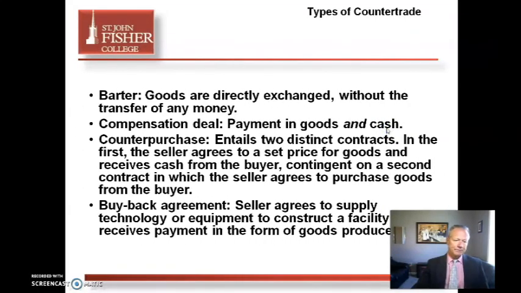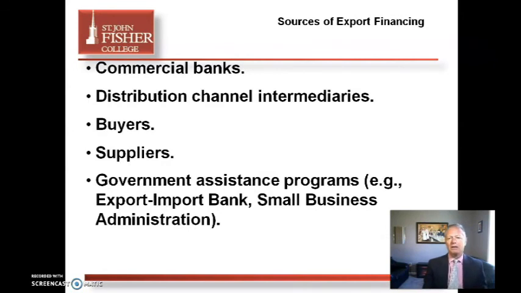Okay, welcome back. We left off with counter trade and what counter trade is. These are the types of counter trade. I explained a lot of that in the last part. But there's barter and there's compensation deals. There's counter purchases. You can read that there. And then also there's buyback agreements.